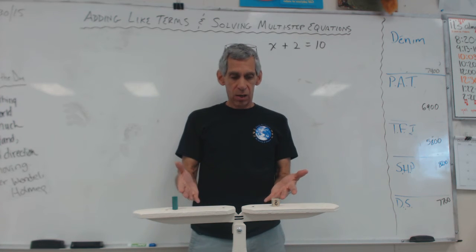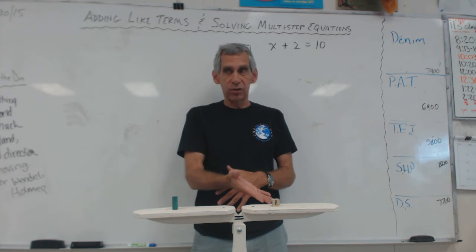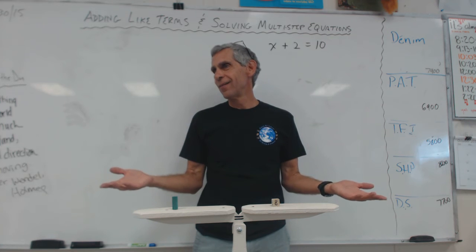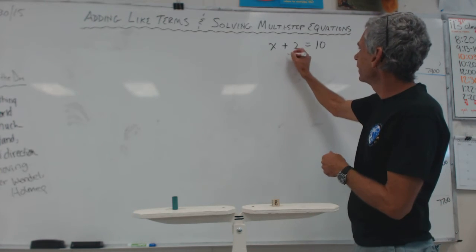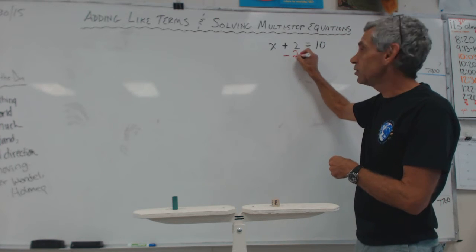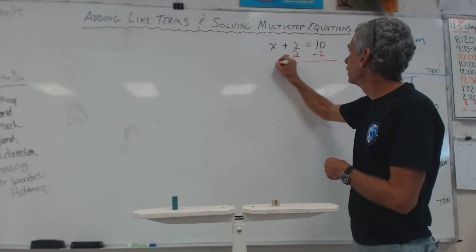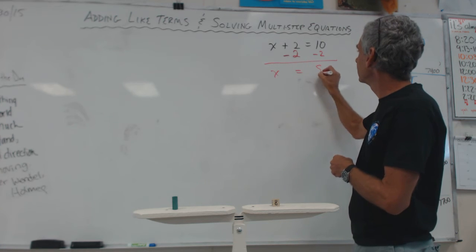Oh my God, you did it, Gary. I figured out x is equal to 8. Whoa. All right, so what I just did is I took away 2 from both sides, and that gave me x is equal to 8.